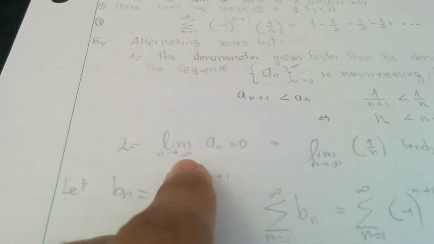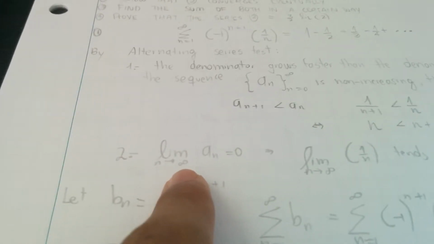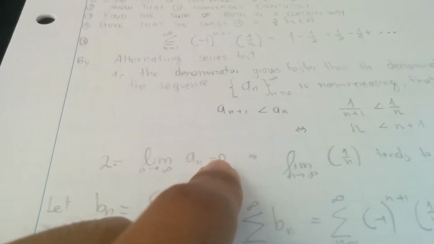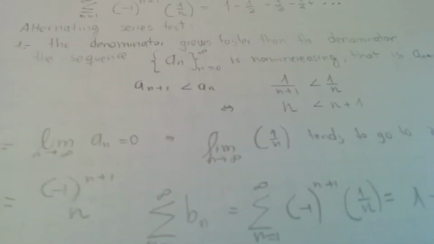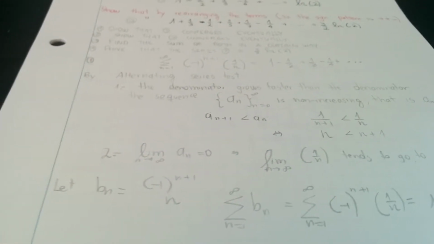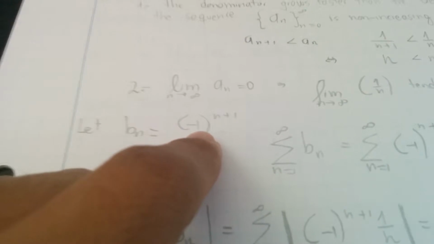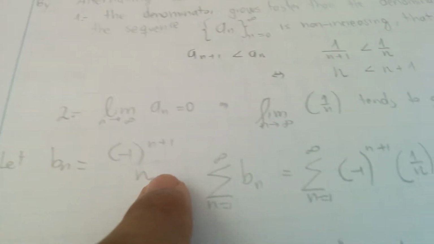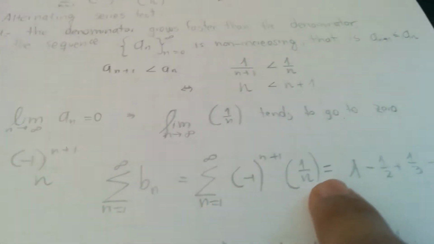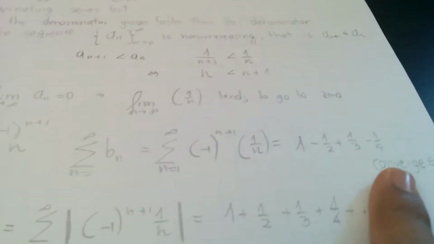The second one is we need to show that the limit when n goes to infinity of our series is equal to 0. So in this case, as we have 1 over n, this will go to 0 for sure. Then we have the second one. We have the series for just a number, and then we prove that this is equal, and then we apply the concept of the alternating series test here, and we find that it converges.